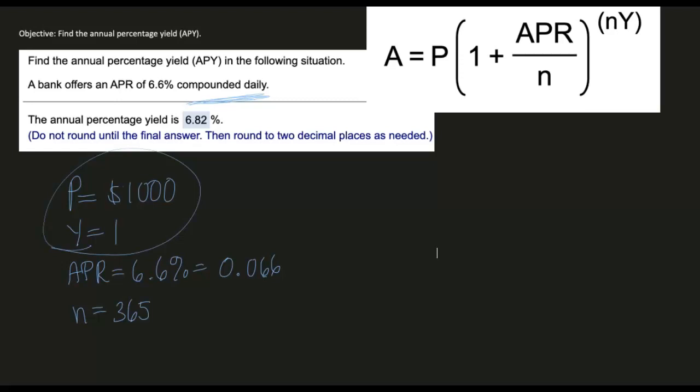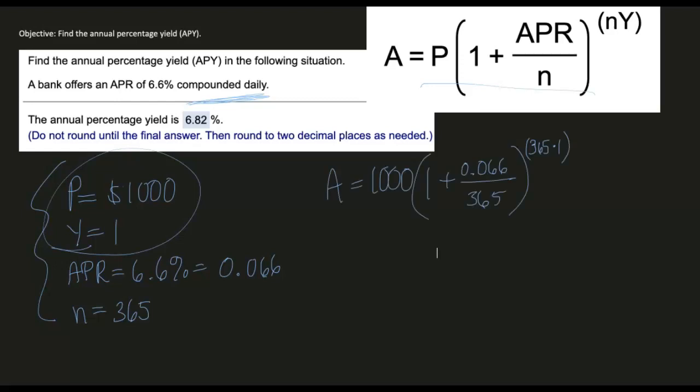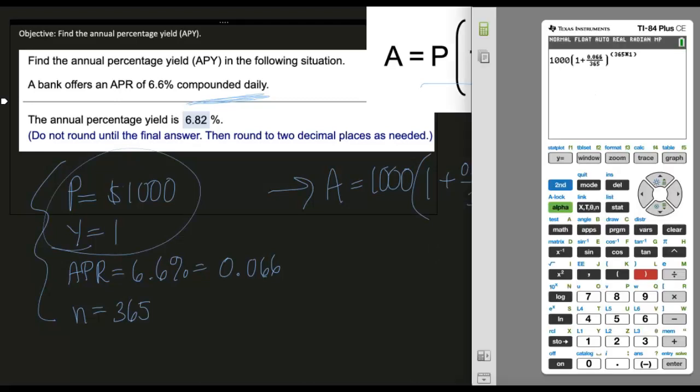So we're going to use all of this together with the formula here to find the amount in the account after 1 year. So you can see here I've just replaced those values for P, Y, APR, and N into the formula, and I get this information. I'm now going to plug that into my calculator and calculate it. So you can see I just type that into my calculator, and I get the following account balance.